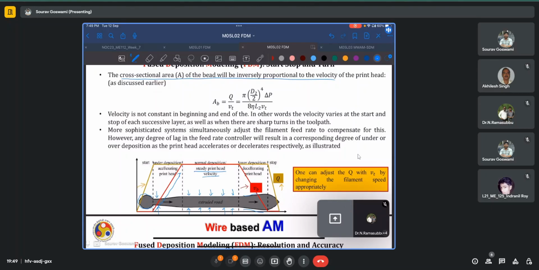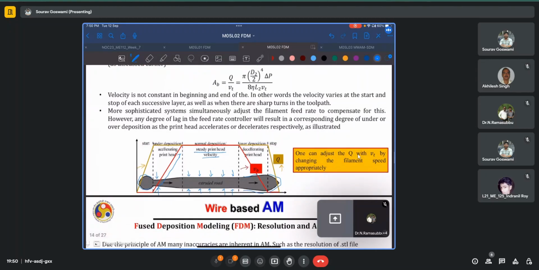absolute zero, there's still some time taken to actually stop the feeding of material into the liquefier, or even if no new material is added to the liquefier, the existing material still has to be extruded out and deposited. So even at the end, some excess volume may still be deposited.